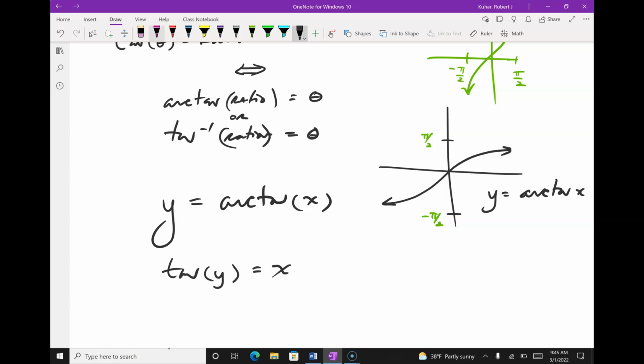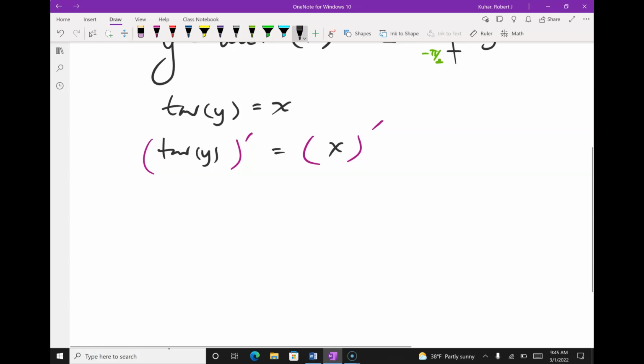So now I'm going to do the derivative of both sides, right? I'm going to do the derivative of tangent of y on the left and the derivative of x on the right. On the left, I'm going to use implicit differentiation, because I have an argument of y, so I only know the derivative is y prime, right? So what do I get? I get secant squared of y times y prime is equal to 1.